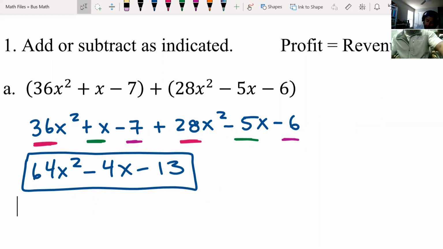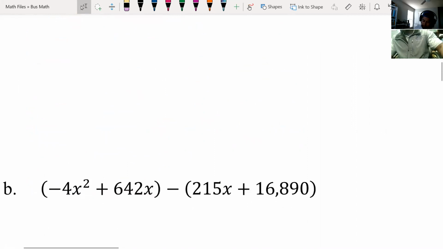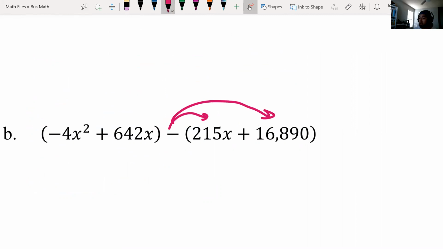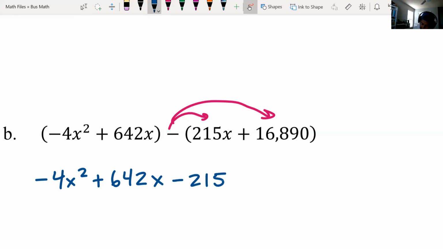Okay, let's try it again. So in the example below, this time we can't drop the parentheses on the second one because now we have to take this negative and distribute it to both of these terms. So the first terms we can rewrite without the parentheses, negative 4x squared plus 642x. But now we're going to distribute the negative, and I'm going to get negative 215x minus 16,890. There we go.